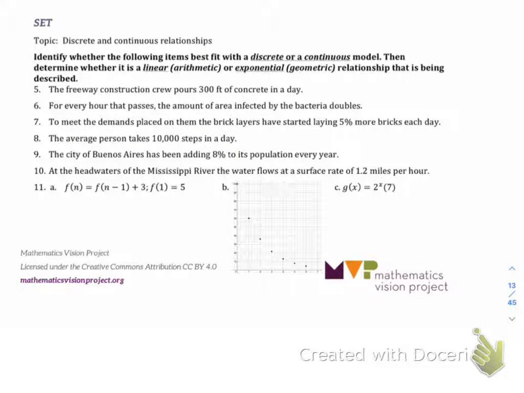Here what do we have? We have discrete and continuous relationships. For this one, identify whether the following items best fit a discrete or continuous model. Then determine whether it's a linear, arithmetic, or exponential, geometric relationship that is being described.